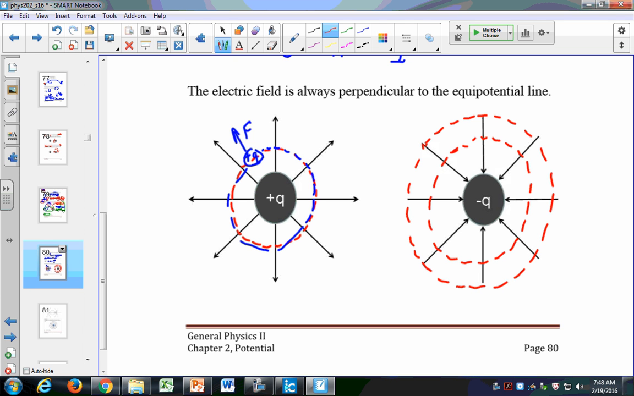So for example, on this one with the positive charge, I have different equipotential lines. This one might have V equal to, say, 8 volts. This one, would it be bigger or smaller as I move further away? It's going to be smaller, right? So it's going to be, say, 6 volts. Just like a topographical map, where the line shows a certain elevation, in this case, a potential.